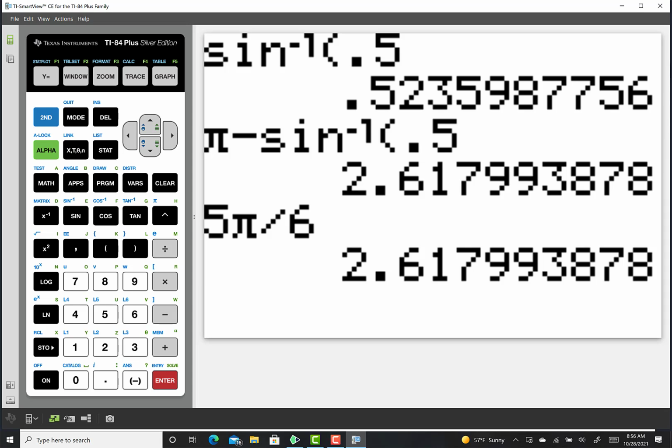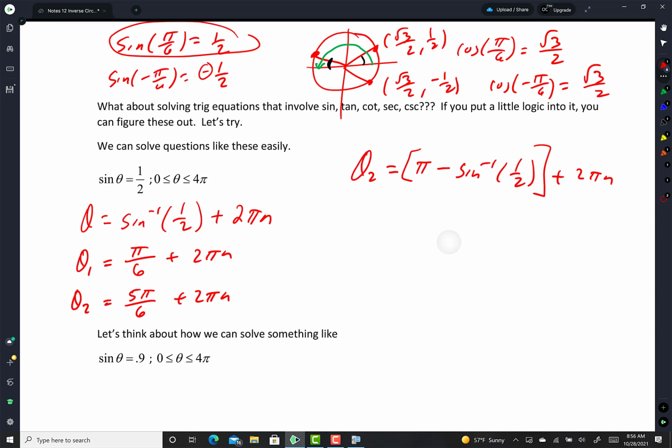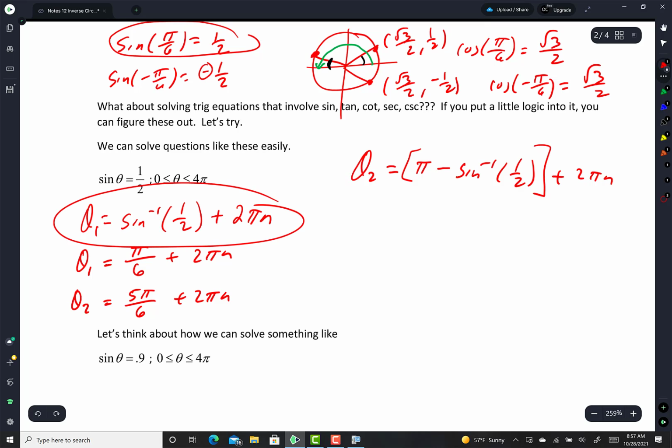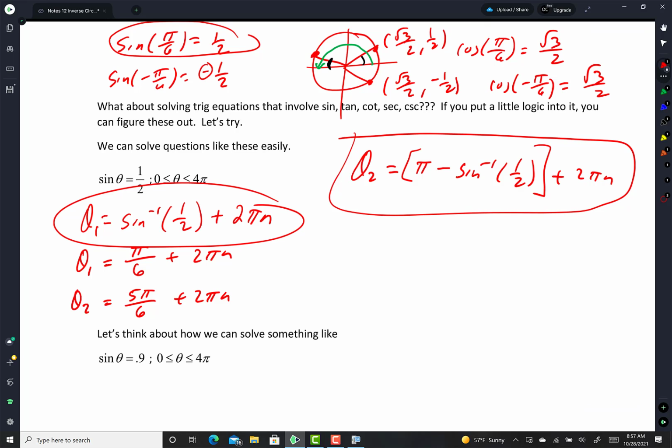If you want to be a robot, I don't recommend it. I think you should always do it with logic. But if you want to be a robot, you could always just say theta 1 is this, and theta 2 is pi minus quote unquote this. Does that make sense? Okay, now you can write down, guys.